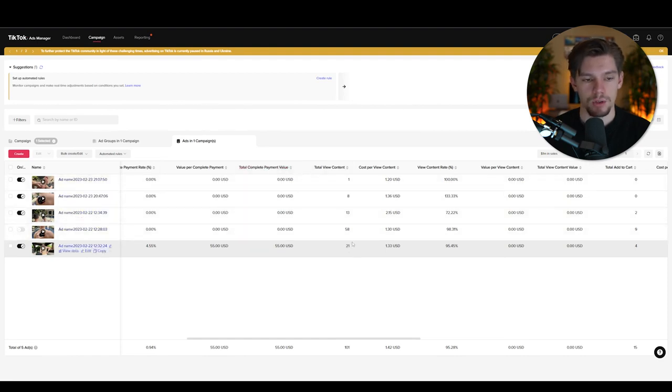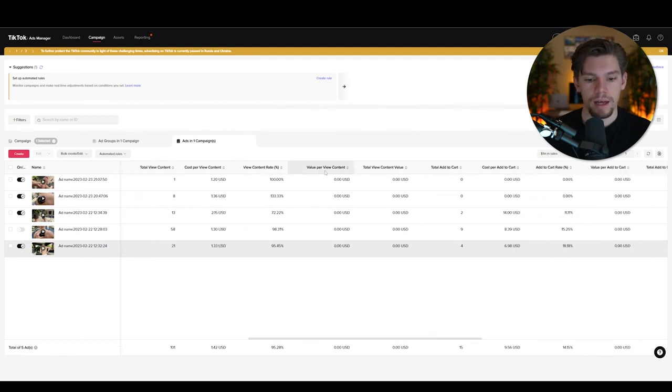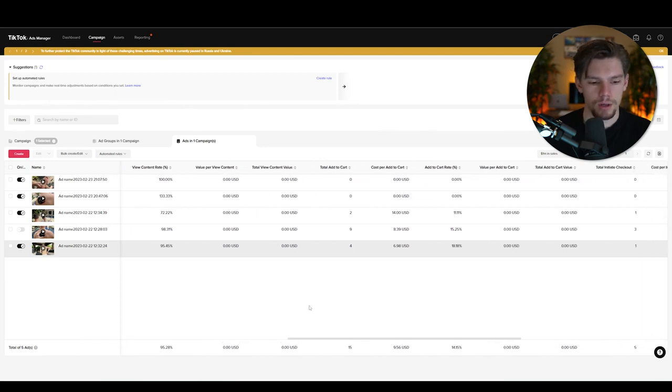Total view content. So this is how many people actually clicked the video ad and got to the product page, numbers right there. And then we have the cost. So how much did it cost to get each view content? Then we have the view content rate. Out of the viewers, how many clicked? 95%. That's wild. That's a really high number. Value per view content. This is never going to show anything. We could basically take these off because they're not purchasing something on view content. So the value is, you can take that one out.